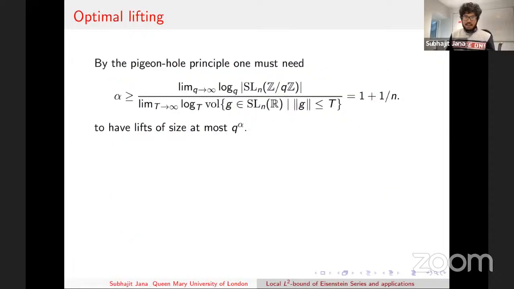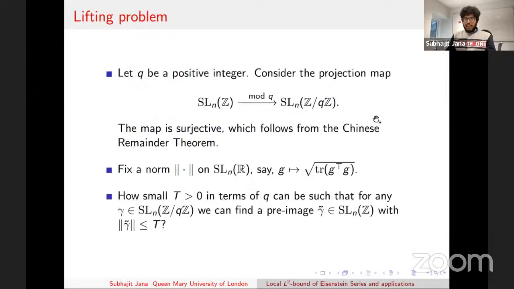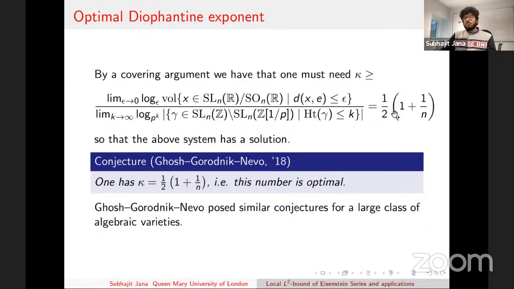And this is very similar to the covering argument we gave last time for the last problem. This is something like the pigeonhole principle. Similarly, it can be proved that one needs the size to be q to the power alpha, where alpha is the ratio given by 1 plus 1 over n, to have lifts of norm bounded by q to the power alpha. And you may notice that this 1 plus 1 over n also appears here with a constant half.